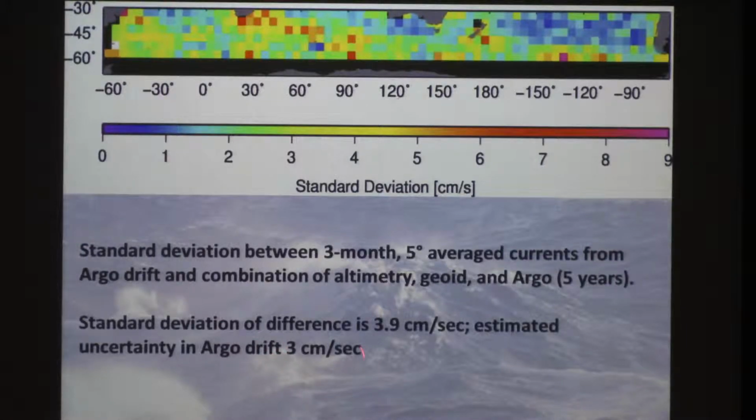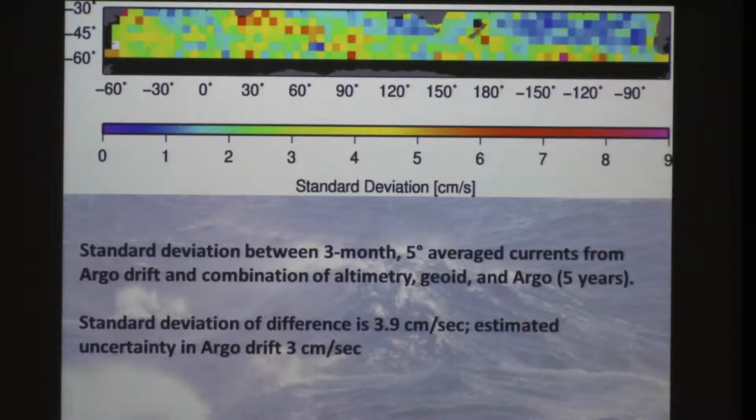Moreover, you can see that in some locations, the differences are very, very small. Basically, where the currents are small, the uncertainty is small. Where the currents are high, like around here, the differences are higher. And from all the testing that we've been able to do, we believe that this is more a problem in the Argo drift than in our estimates, mainly this contamination from the mesoscale eddies.